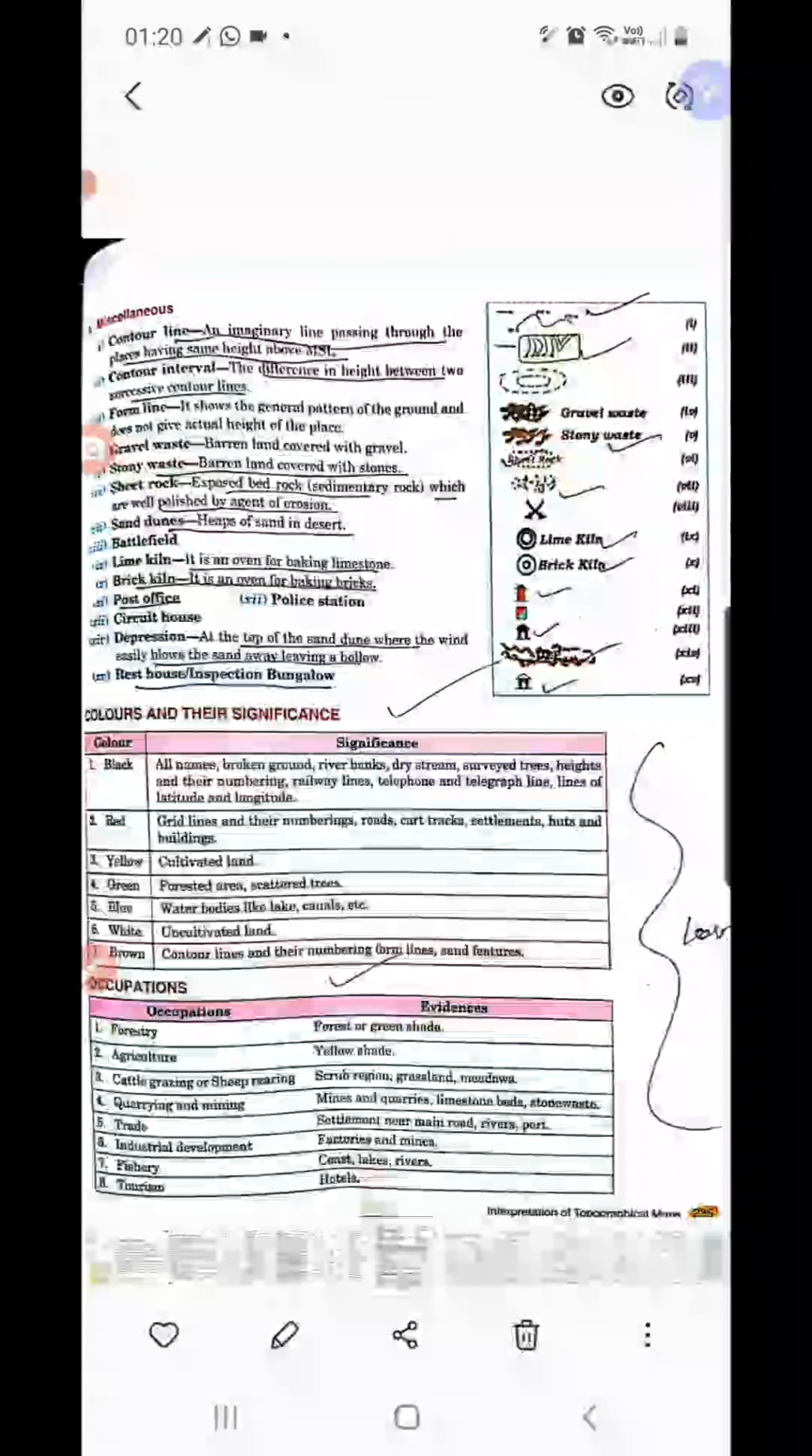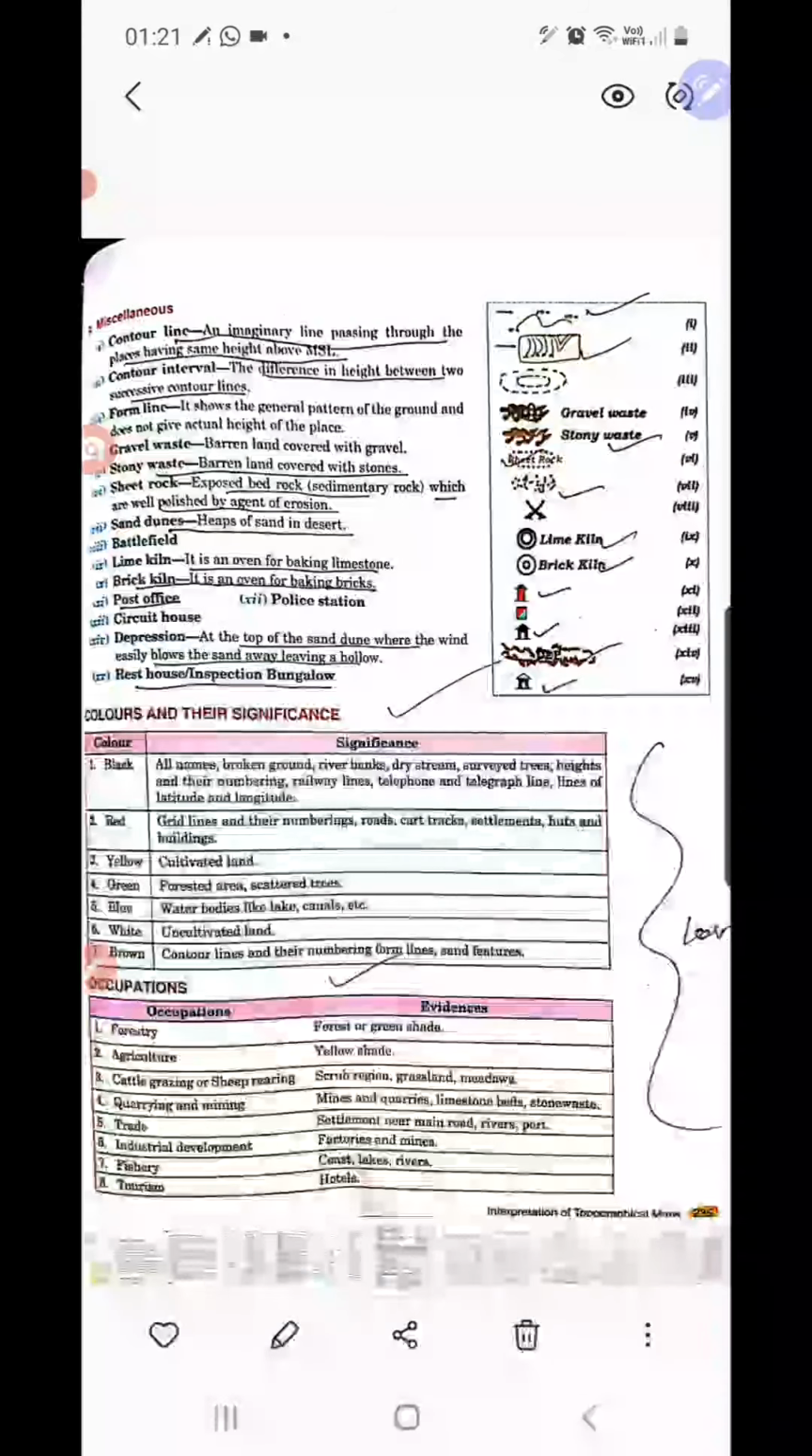Then settlements near the main road, rivers and port. Suppose you find a metal road, then you can write their occupation as trade. You know what a metal road is. Then factories and mines, if you find them, that is industries. Then coastal region, fisheries, and hotels and tourism, these things are not shown. The last three things are not so important, you don't find those in a survey map.